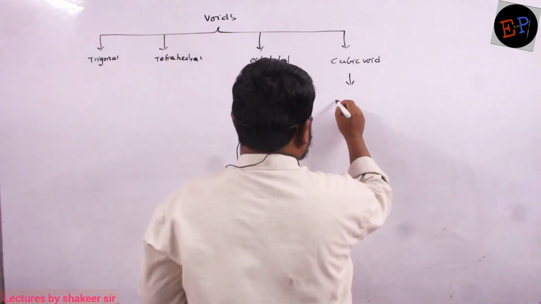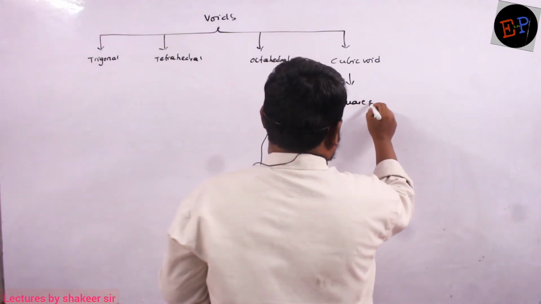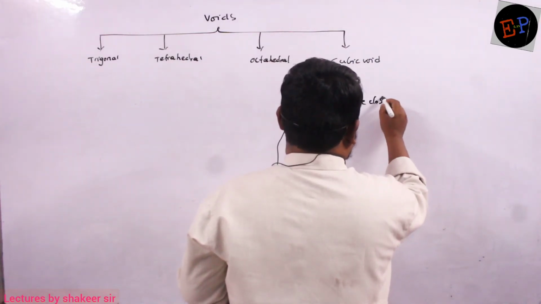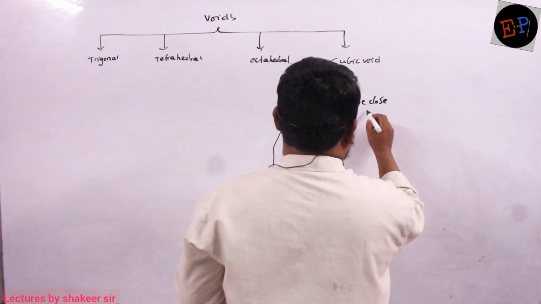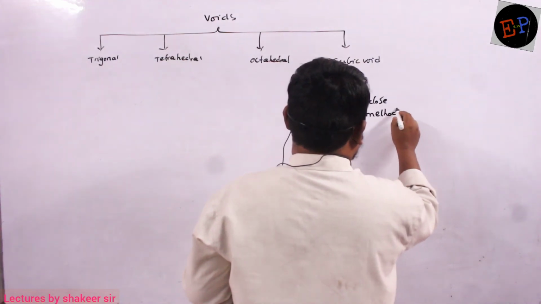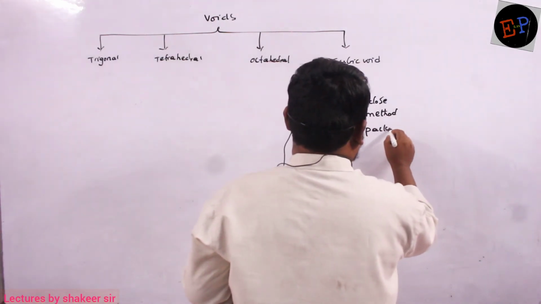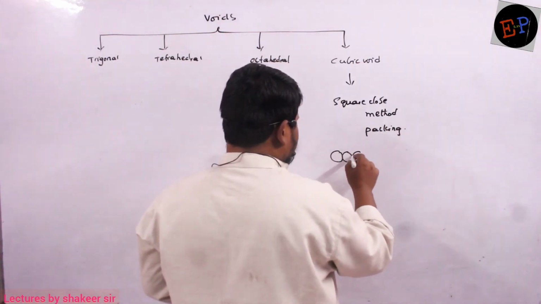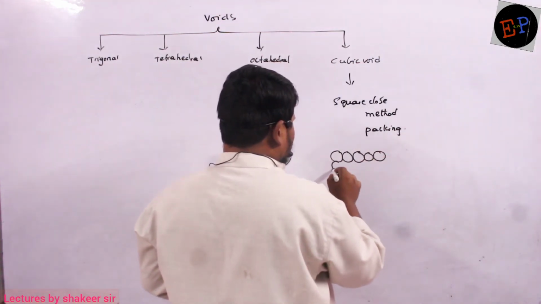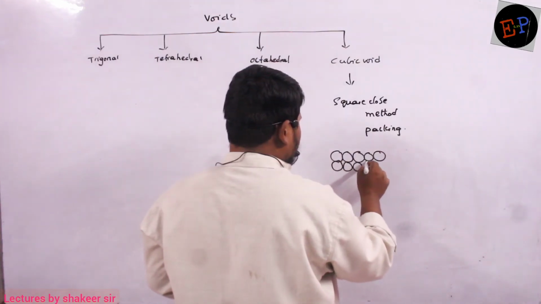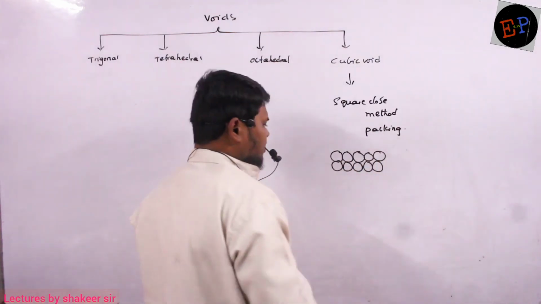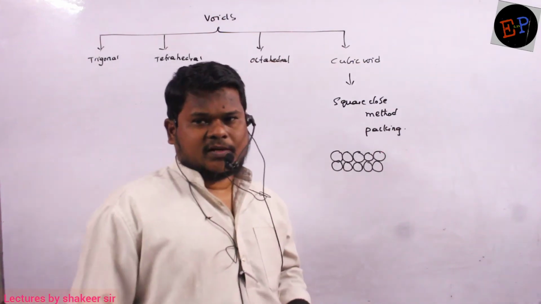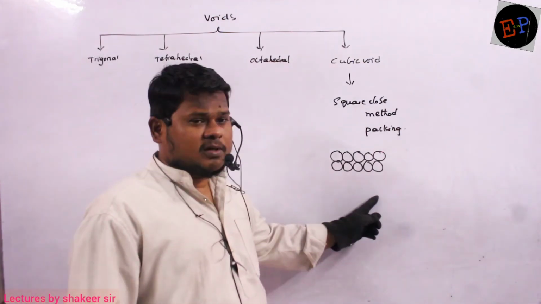It is formed in the square close packing method. Are you able to understand? And what is meant by square close packing? Do you remember? When one atom is placed exactly below one more atom, this type of packing you can call square close packing. So this is where we got this cubical void.